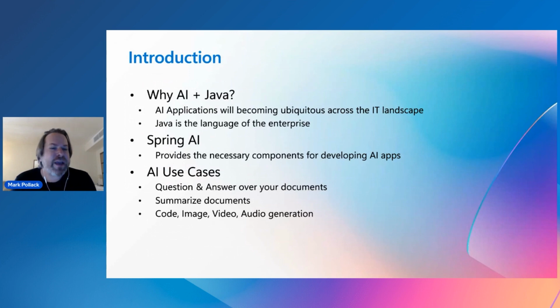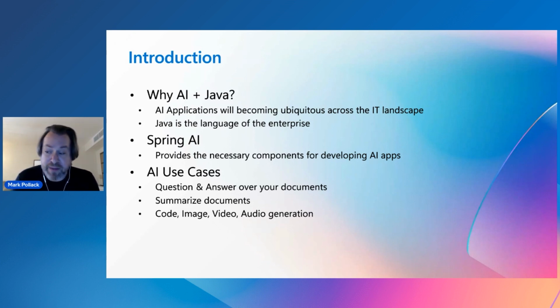So AI applications are really going to become ubiquitous across the IT landscape. I've been to several customers already, and they're very eagerly adopting this technology. A bank I recently went to already has a few apps in production. It's moving very fast. And since Java is the language of the enterprise, it's natural for us to provide the software development and components necessary for creating AI applications. And that's what Spring AI hopes to solve.